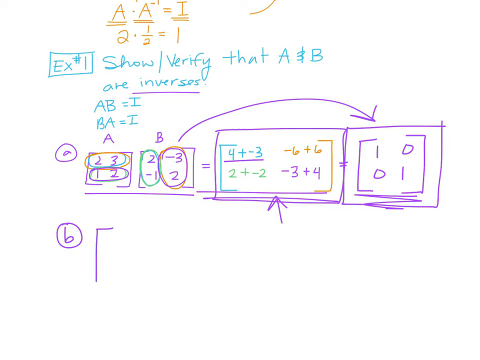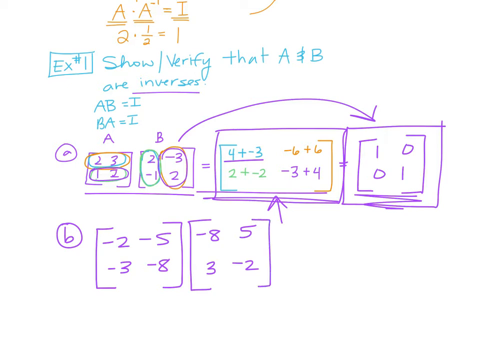Same thing, verify here. So matrix A is -2, -5, -3, and -8. Matrix B is -8, 5, 3, and -2. Okay, so again, if we do the top row, first row with first column, right? So our first one here, -2 times -8 is 16, plus -5 times 3 is -15.